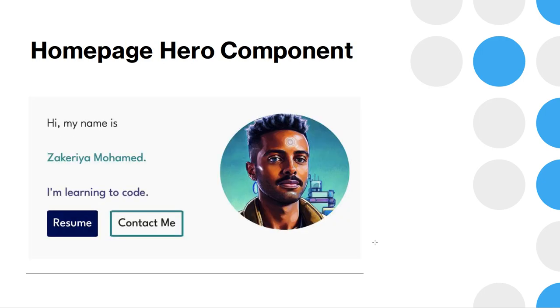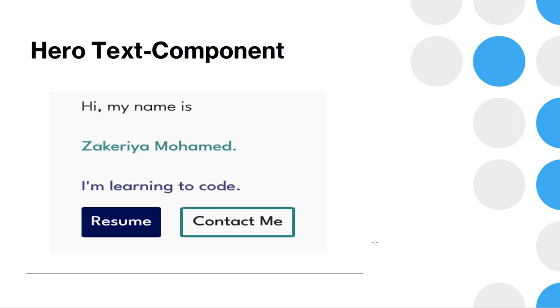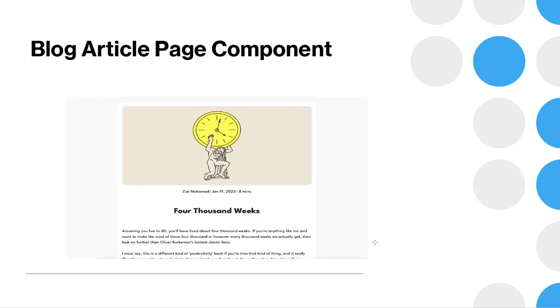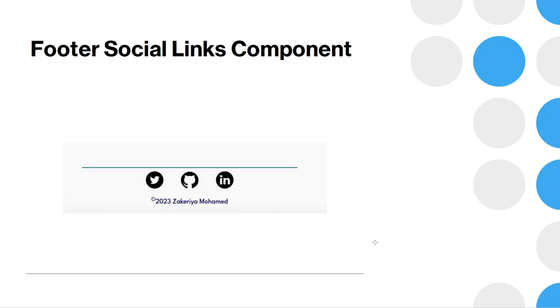So I've got my hero banner here. I wouldn't call it a component since it's not something I reuse, but I just thought I would include it in my slides. And it's the same with my hero text component. Now my blog preview component there is what we see on my homepage to contain a preview of all of my blog articles, and you also see it in my actual blog page as well. And there's the actual article page for each individual blog. Just slight differences in the styling, of course, and my footer components.